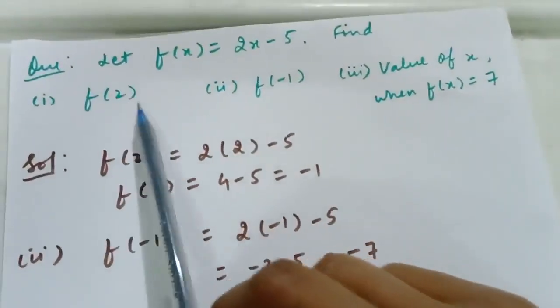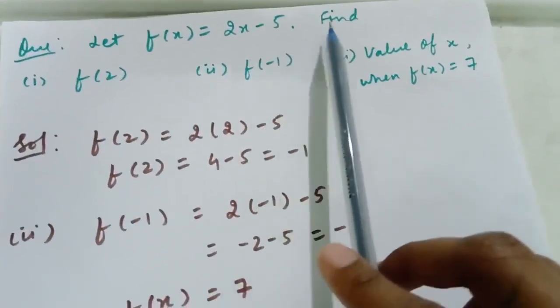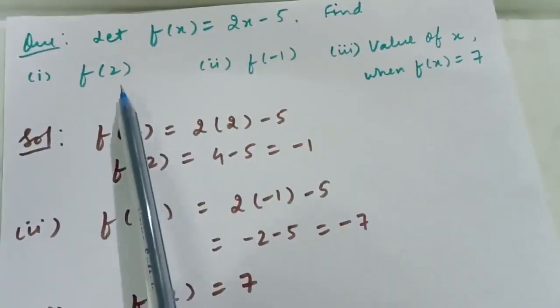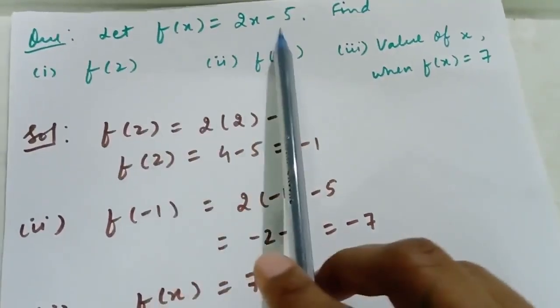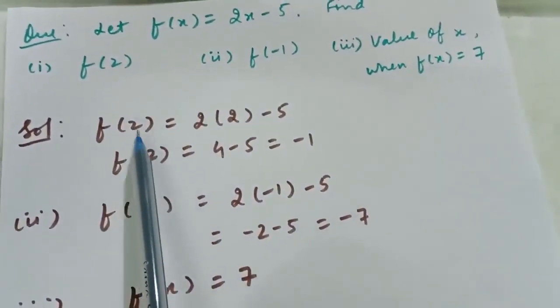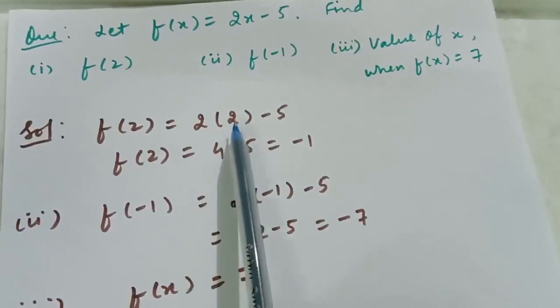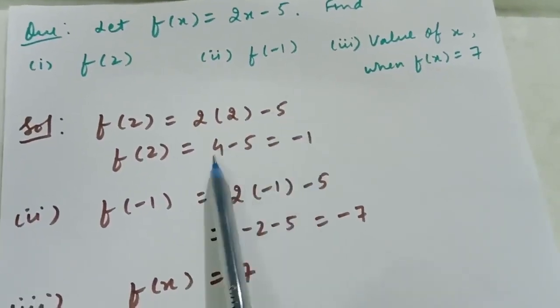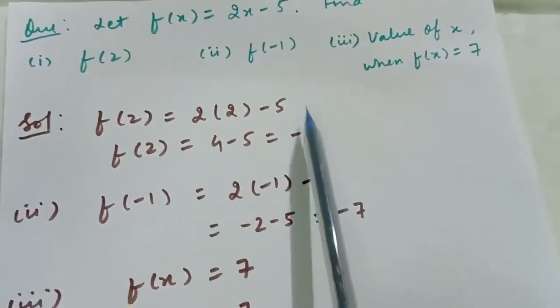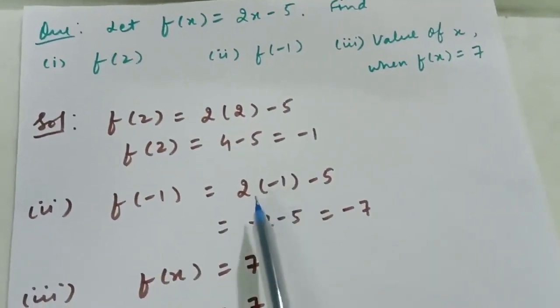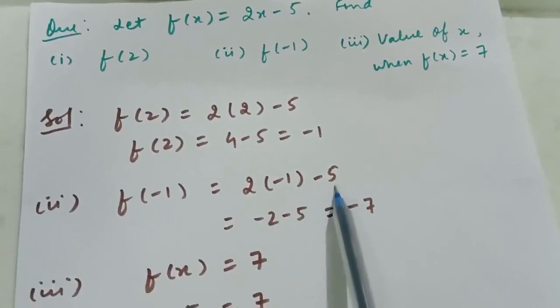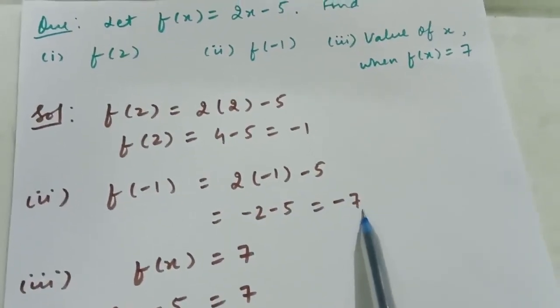Now one question is, let f(x) be 2x minus 5, find f of 2. If we have to find the value of f of 2 and f(x) is given, then in place of x put 2. So 2 into 2 minus 5, 4 minus 5, minus 1. F of minus 1, then in place of x put minus 1. 2 into minus 1 minus 5 and you will get minus 7.